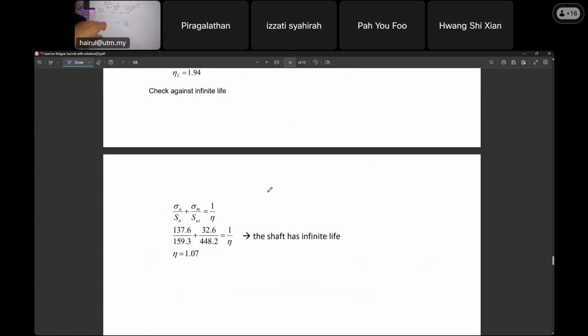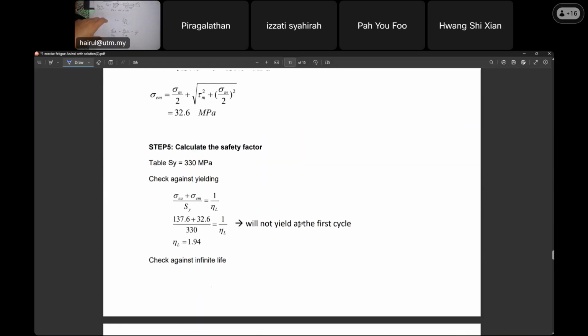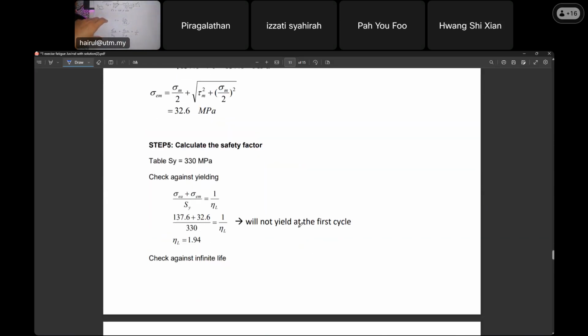Okay, the solution is like this. Sigma A, the amplitude that we calculate, over the endurance limit, plus sigma M, that we calculate, over the SUT, equals 1 over your safety factor. This is based on Goodman. Yielding has two patterns, and next class we will discuss this theory. You always use the Goodman formula. So this is important. This is your safety factor.